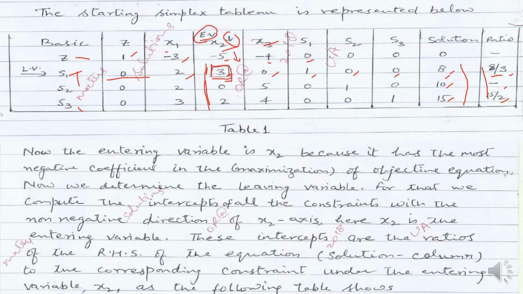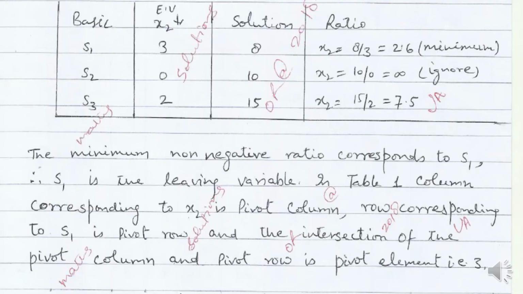Once we get the new S1 row, in the next table we will write here X2, because X2 will enter, and we will have the new row after dividing by 3. With the help of that new row, we will be writing the Z, S2, S3 rows. Ignore this, I have written here everything whatever I have explained.